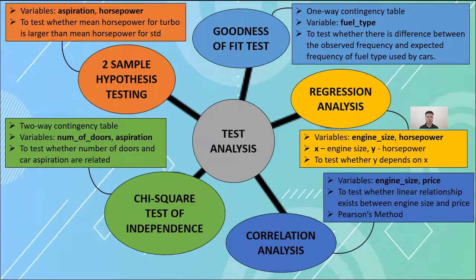For regression analysis, I have selected engine size as the independent variable X and horsepower as the dependent variable Y, and I will test whether the value of horsepower depends on the value of engine size. For goodness of fit test, also known as the one-way contingency table, I have selected variable fuel type, where I will test whether there is a difference between the observed frequency and the expected frequency for the fuel type used by cars. Lastly, for chi-square test of independence, also known as the two-way contingency table, the variables selected are number of doors and aspiration, where I will test whether the number of car doors and car aspiration are related.